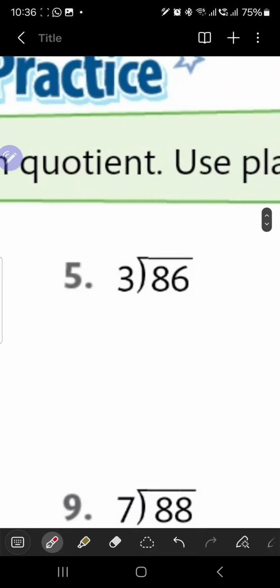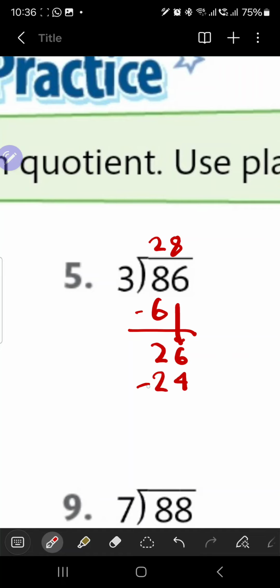8 divided by 3. Okay, so think of 3 times 2 equals 6, or 3 times 3 equals 9. But 9 is bigger than 8, so I can't put 9. So I will choose 2 times 3 equals 6 instead. Equal or less, not more, okay? So 8 minus 6 now equal 2, then bring the 6 down. 26 divided by 3 equal 8. That's 8 times 3 equals 24. And then subtract, then 26 minus 24, 2. The remainder is 2.